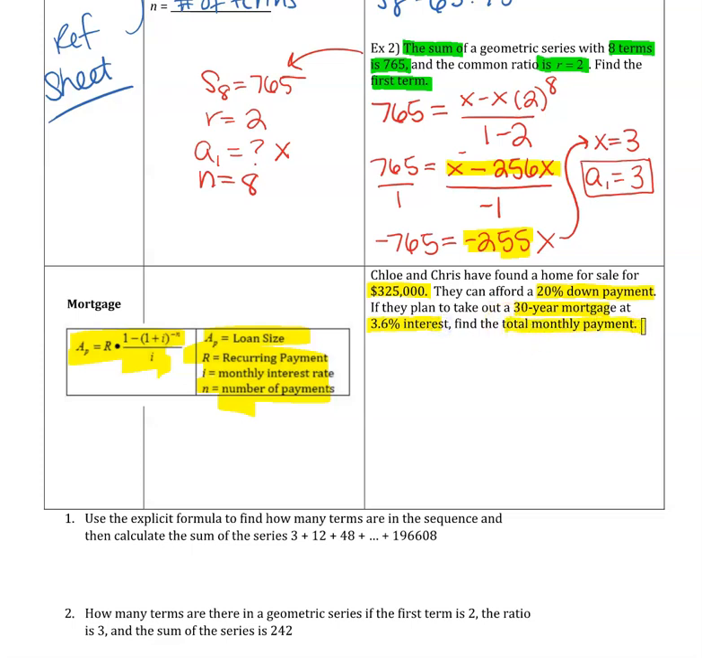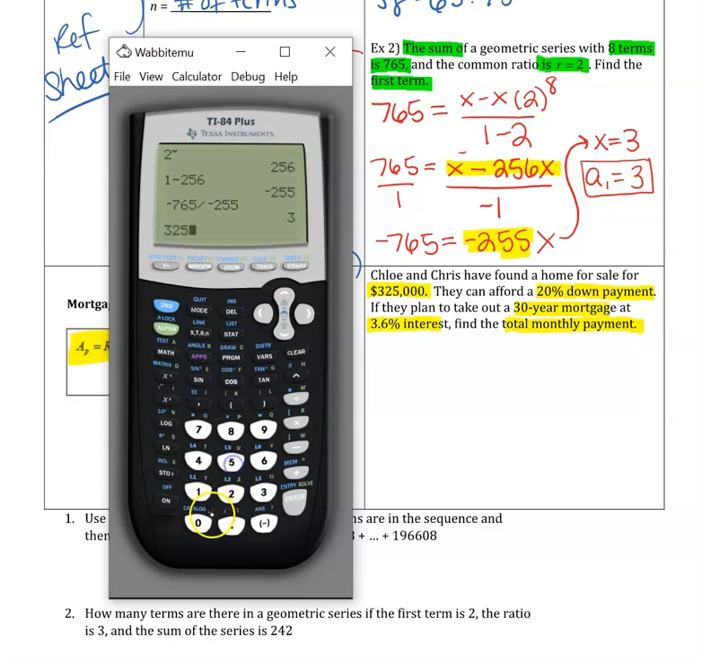All right, so first of all, we've got to figure out the loan size. Keep in mind, they're putting 20% down. So that means they're paying 20% up front, which means the loan size is going to make up 80% of the house's value. So they still owe 80% on the house, essentially. So I am going to do 80% of 325,000, so 325,000 times 0.8. And we end up with 260,000.